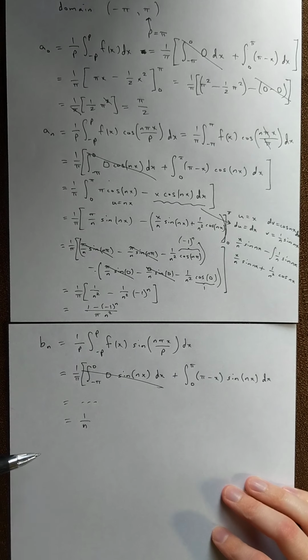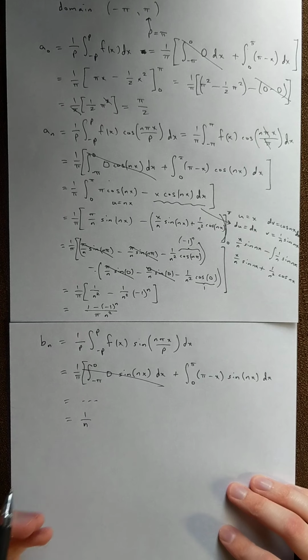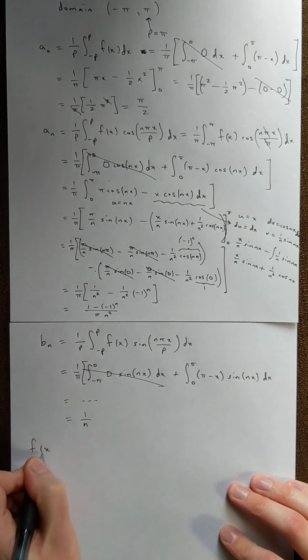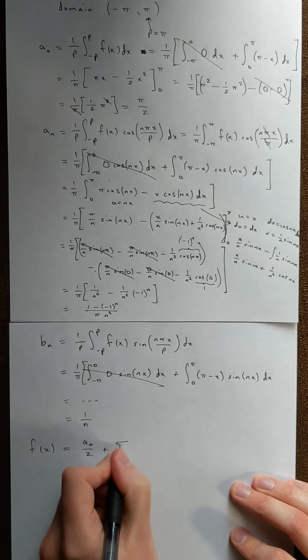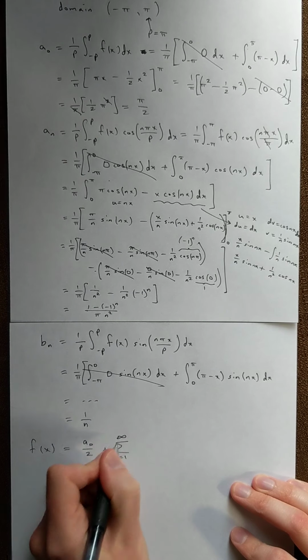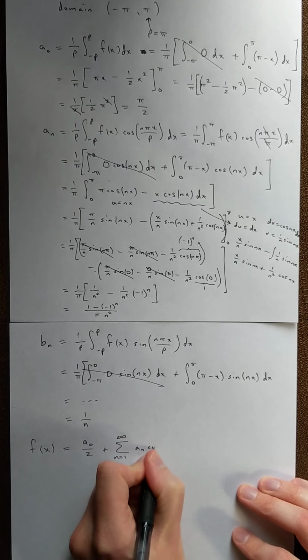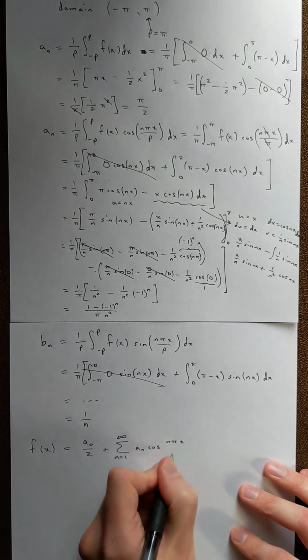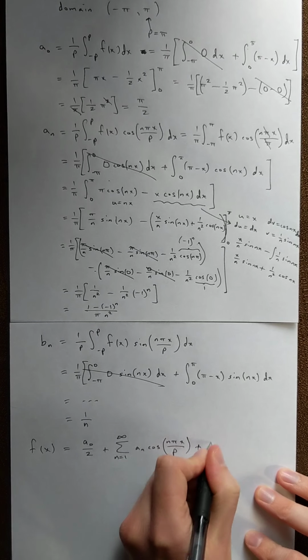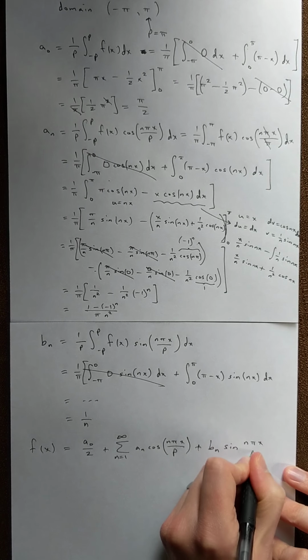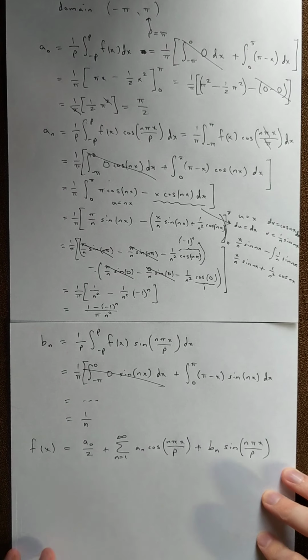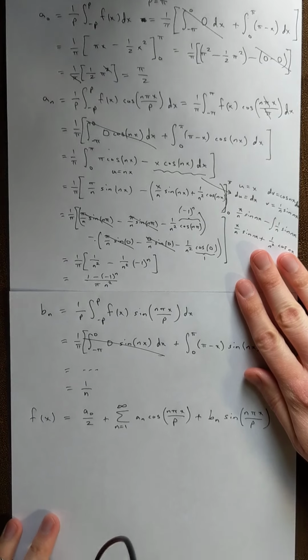Okay, so anyway, our punchline, once we've found the 3 sets of constants, the a0, the an, and the bn, then we can actually plug in our formula for the Fourier series. And so the formula for Fourier series was a0 over 2 plus a sum from 1 to infinity an cosine n pi x over p plus bn sine n pi x over p. Okay, I'm going to slide up.